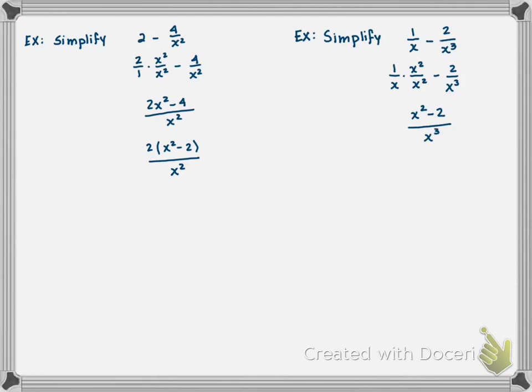And that can't be simplified, right? Because I can't factor the numerator, so there's nothing to cancel. Remember, this is in parentheses. Okay, so everybody feel good about those two problems?